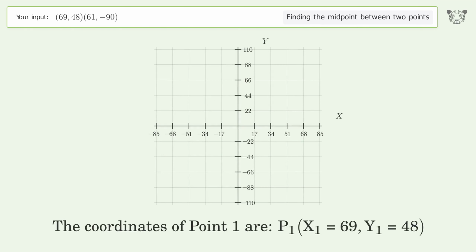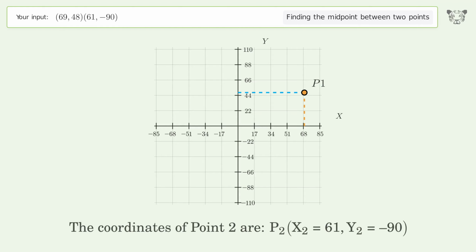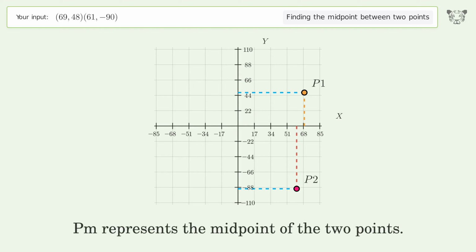The coordinates of point 1 are, x1 equals 69, y1 equals 48. The coordinates of point 2 are, x2 equals 61, y2 equals -90. PM represents the midpoint of the 2 points.